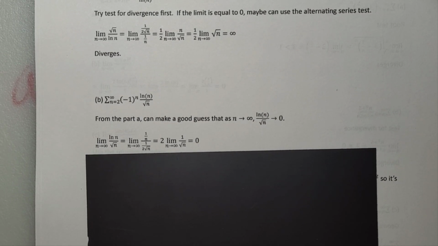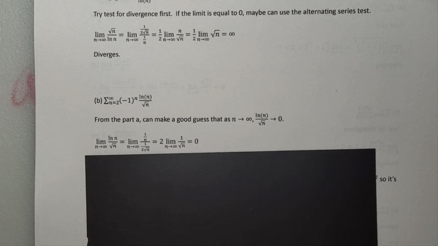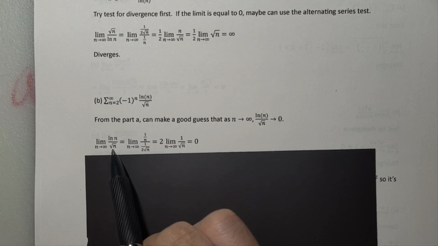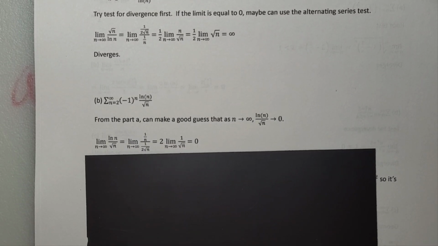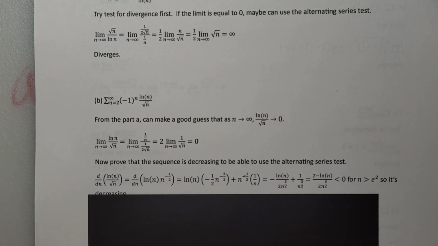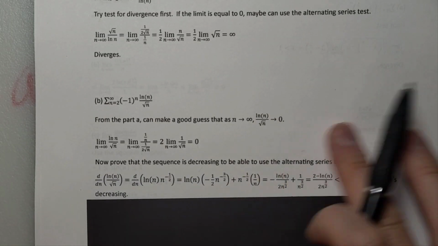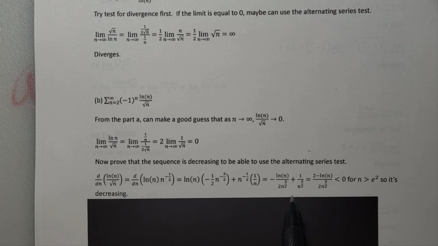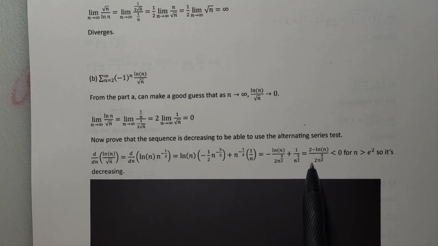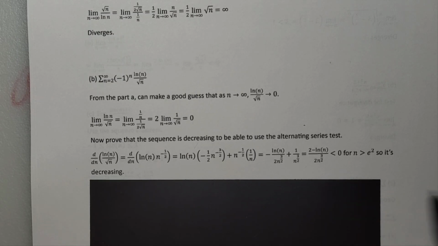So we can't use the alternating series test yet. I don't know how picky your instructor is, but there's another condition we had to prove. We had to prove that ln n over square root n is a decreasing sequence. How do we do that? We can take the derivative. I won't go through all the math here, but you can look at it yourself. If I simplify down to here, this is clearly negative for n greater than like e squared or something like that. As long as it's negative, starting from some value onward all the way to infinity, then we're good.